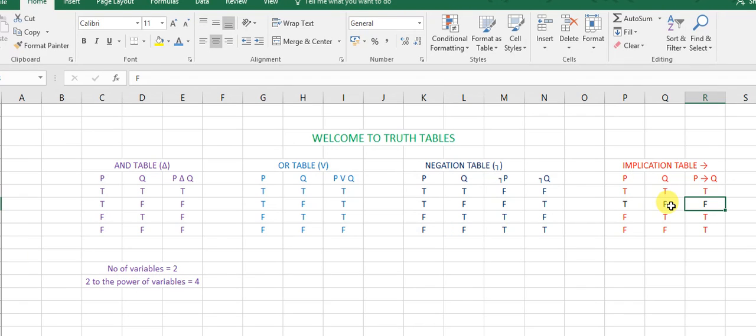So thanks a lot guys for watching, and this has been a video about truth tables. Make sure you go over it, and I will show you examples in the next video that you can do using these techniques.